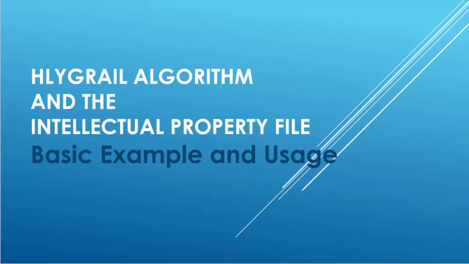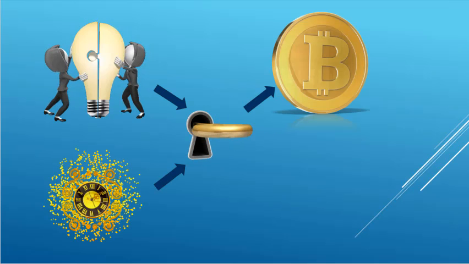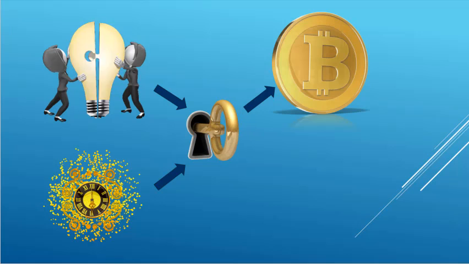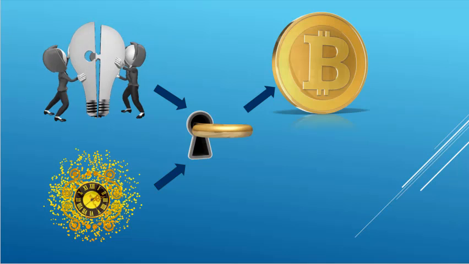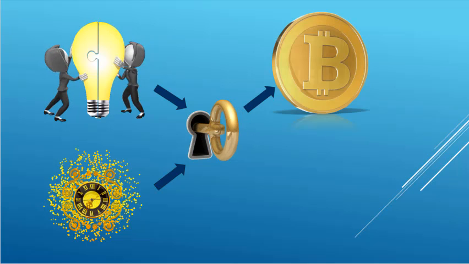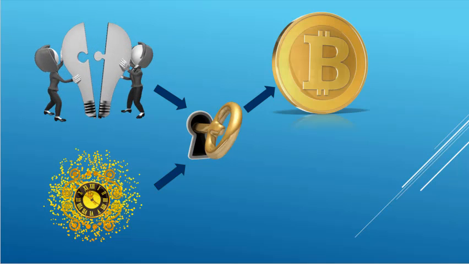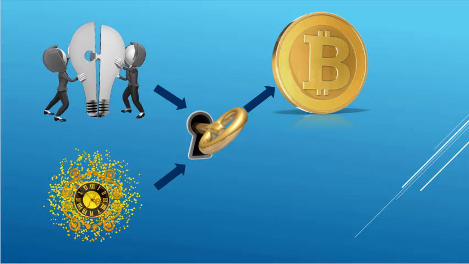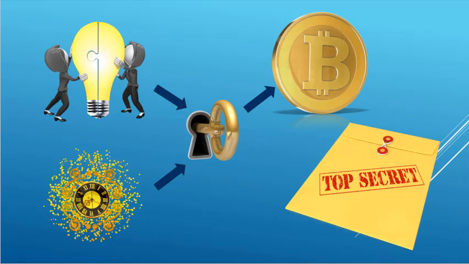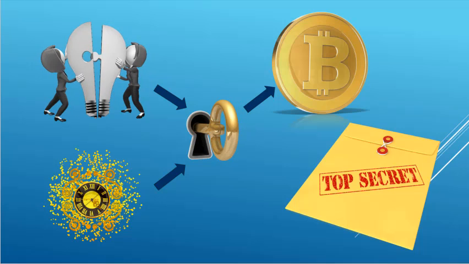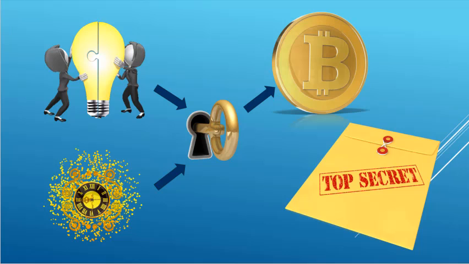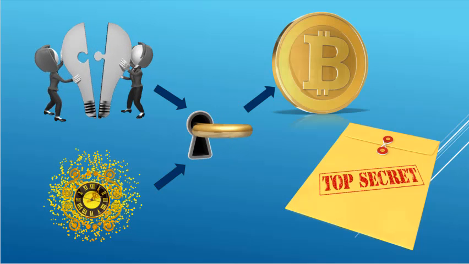Holy Grail algorithm and the intellectual property file, base example and usage. We created an algorithm or software program several years ago to protect intellectual property using blockchain technology. The blockchain has now matured and has enough adoption to make the algorithm very valuable. The process is simple. However, it is easy to make mistakes when following all the necessary steps to correctly protect your idea. Intellectual property is just a fancy way to say idea.